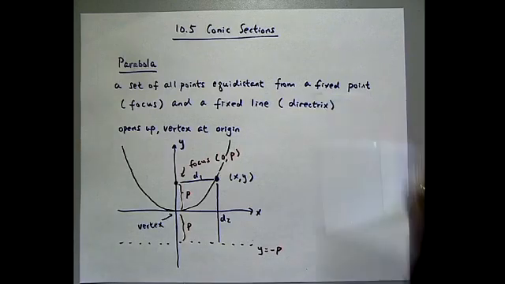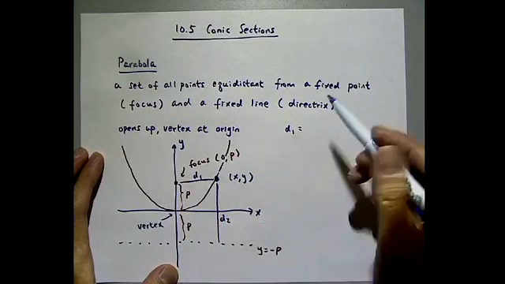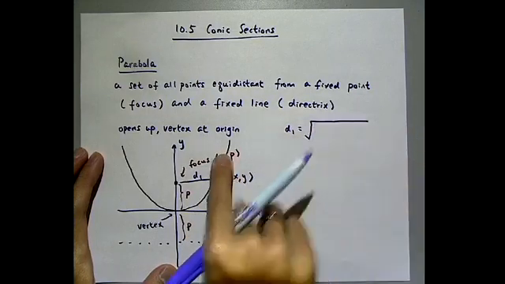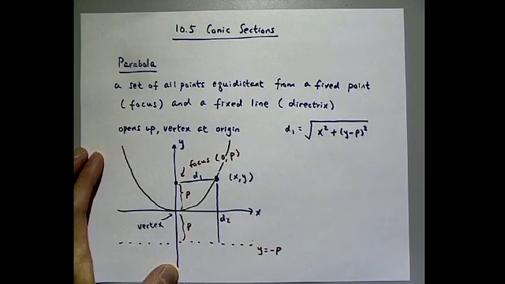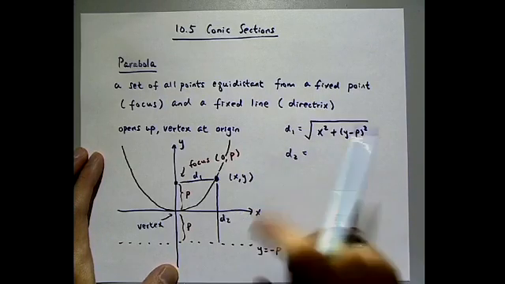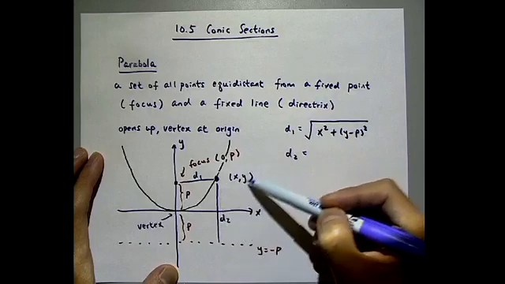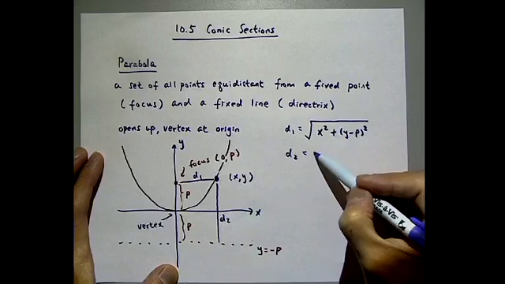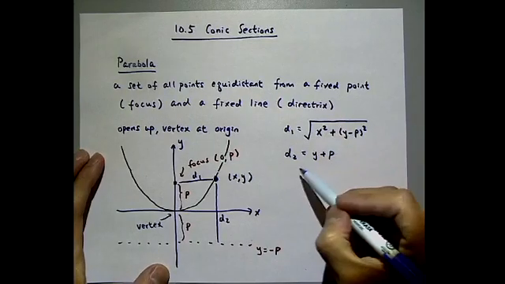Now let's derive the equation for this shape. The first distance is very simple. Using the distance formula, D1 is the square root of (x minus 0) squared plus (y minus p) squared. And D2 is pretty simple, too. We know this portion right here is p, and the portion above the x-axis is y, so it's y high and then p more below it. To get the equation, we simply set these two equal. So D1 is equal to D2.